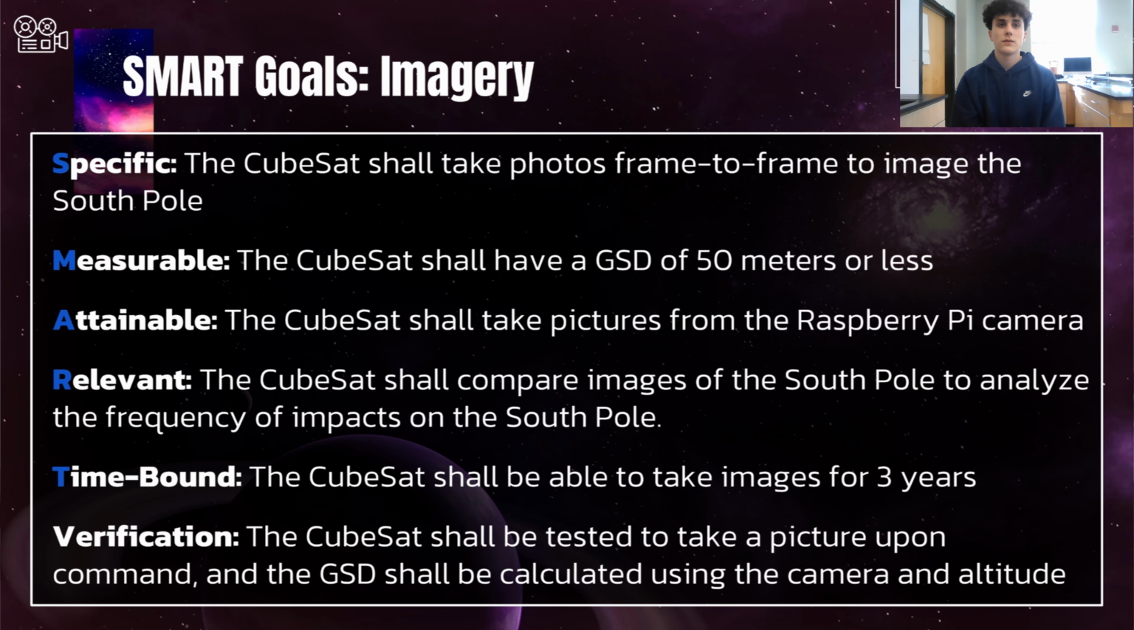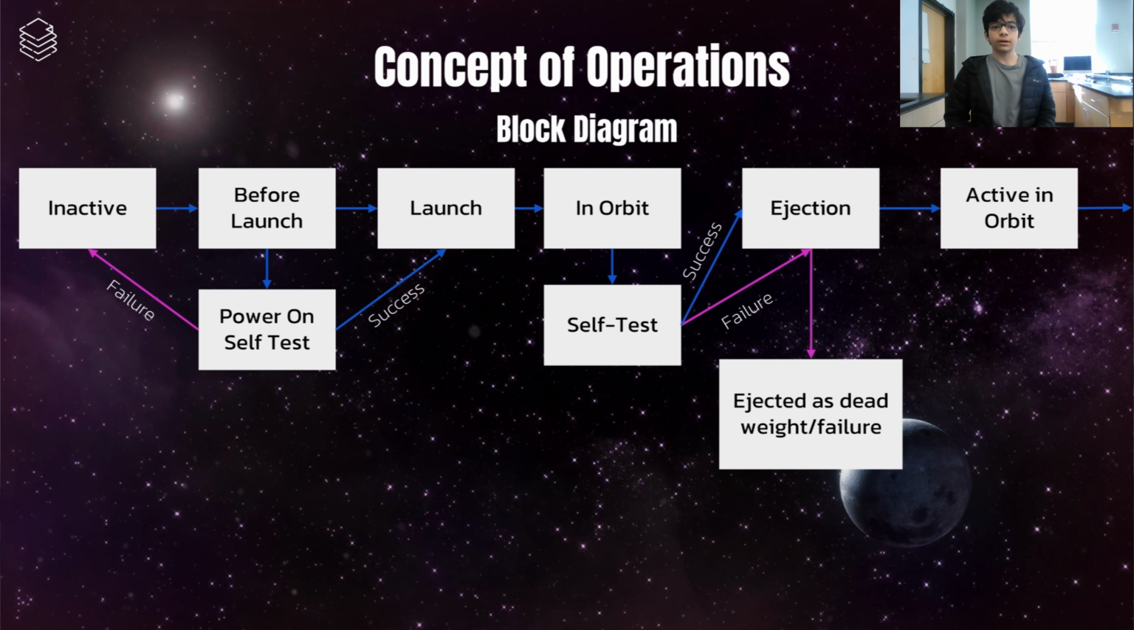The CubeSat shall take photos frame to frame to image the South Pole. The CubeSat shall have a GSD, which is the real-life distance between the center of 2 adjacent pixels, of 50 meters or less. The CubeSat shall take pictures from the Raspberry Pi camera and compare images of the South Pole to analyze the frequency of impacts on the South Pole. The CubeSat shall be tested to take a picture upon a command, and the GSD shall be calculated using the camera and altitude.